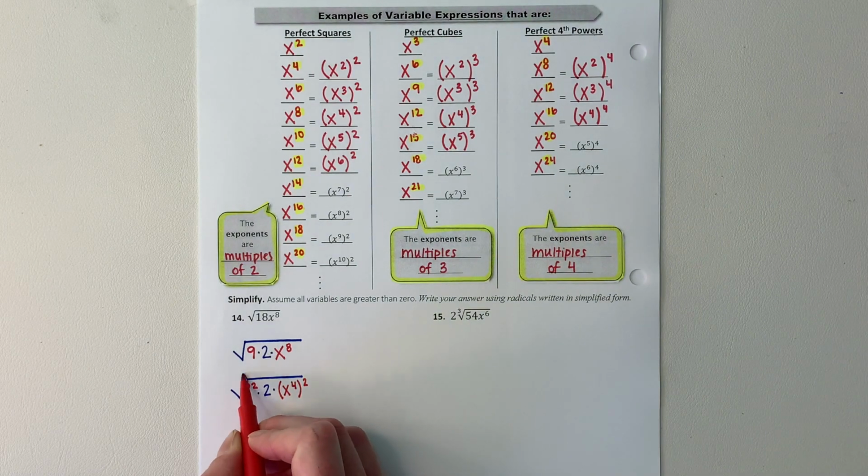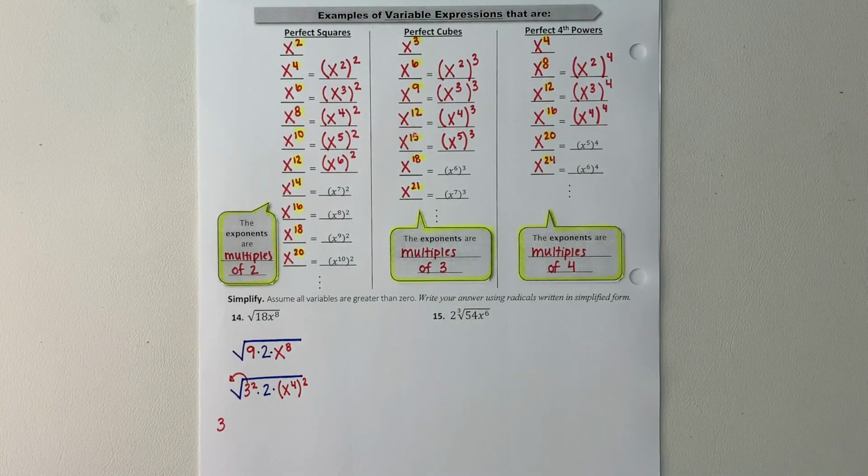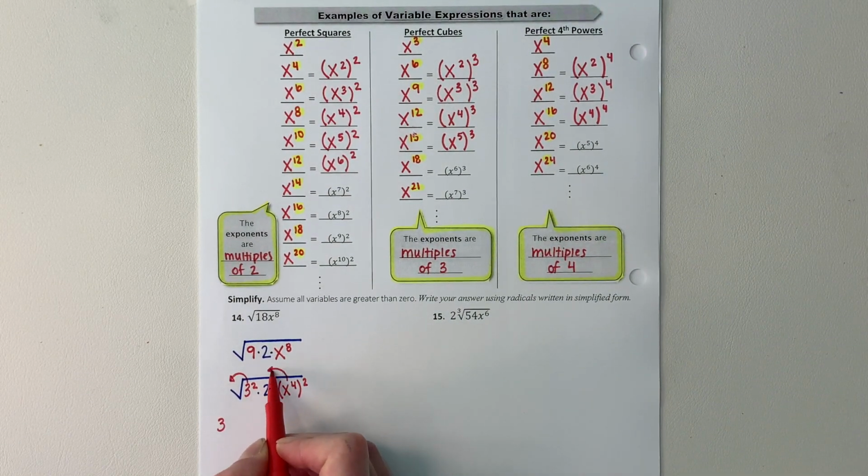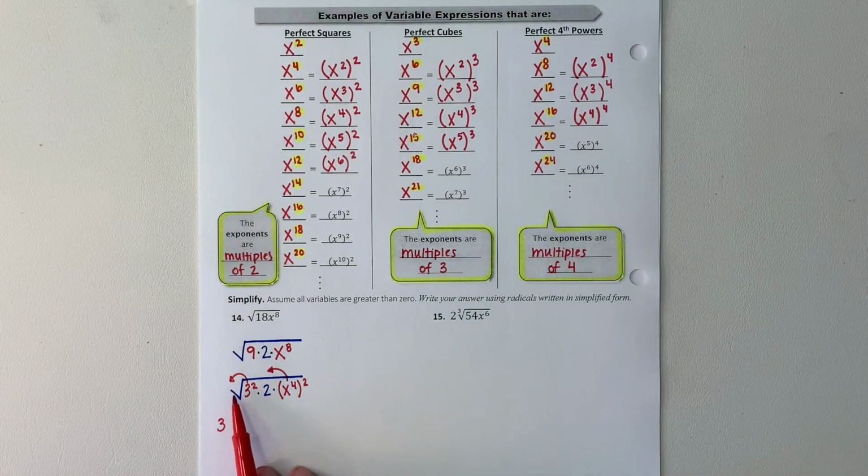So let's pull this 3 out of the radical, and then let's pull this x to the 4th out of the radical. Now keep in mind, this square root cancels the square on the x to the 4th, but this 4 stays. So we'll be left with x to the 4th. And then all that we're left with underneath the radical is the 2. And this is our final fully simplified answer.